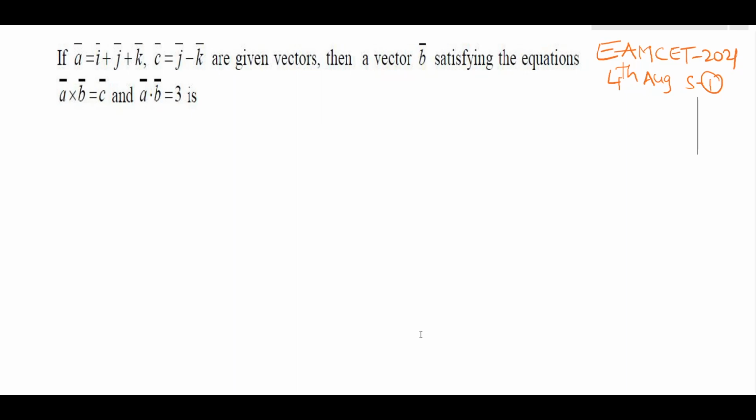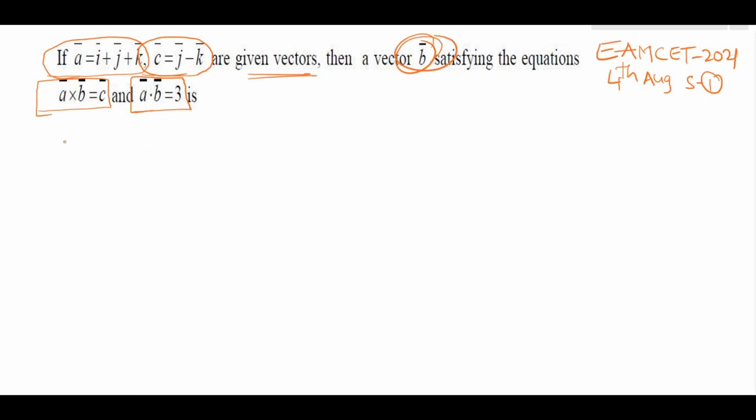This is EAMCET 2021, 4th August shift 1 question. If A bar is given, that is I bar plus J bar plus K bar, and C bar is given, that is J bar minus K bar, are given vectors, then a vector B bar satisfying the equations A bar cross B bar is equal to C bar, and A bar dot B bar is equal to 3 is dash. Here we find the vector B bar.